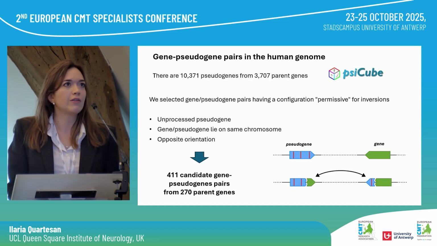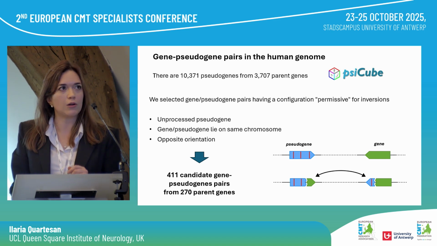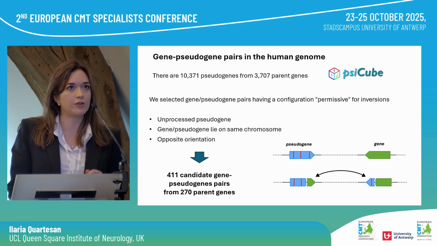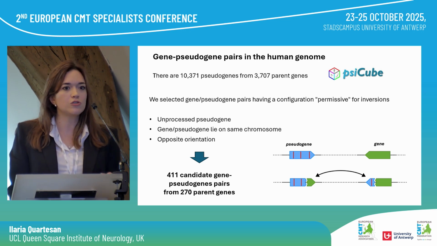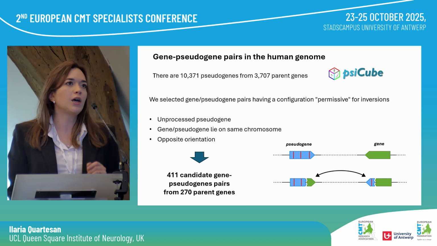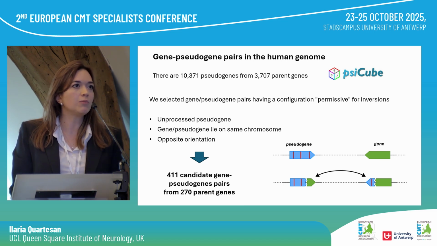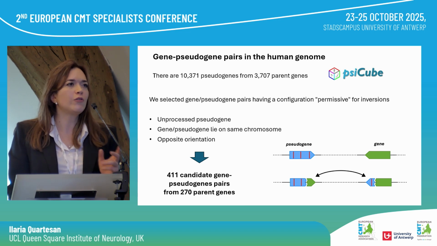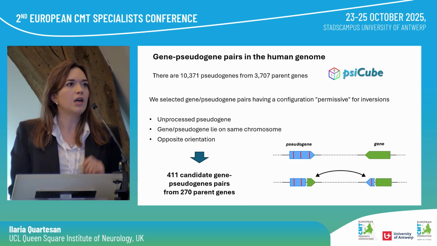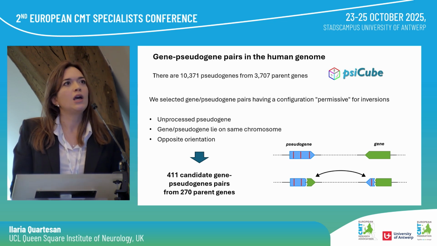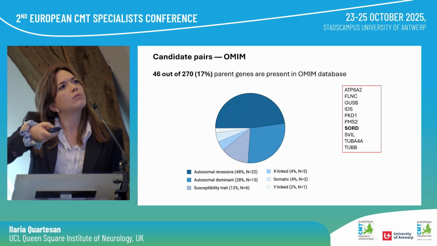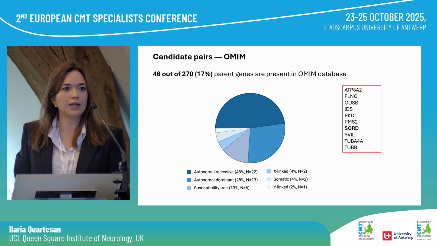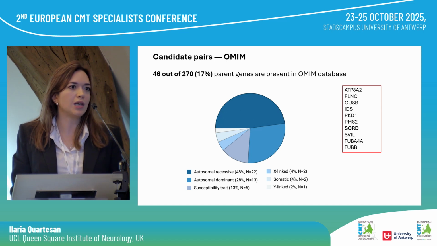So we started by selecting, from the over 10,000 pseudogenes in the Scicube catalog, only the gene-pseudogene pairs that had a configuration permissive for inversion. Specifically, the pseudogene had to be unprocessed and to lie on the same chromosome as the parent gene, but in opposite orientation. In this way, we came to a list of around 400 candidate gene-pseudogene pairs. And interestingly, almost 20% of the parent genes were present in the OMIM database, meaning they were already associated with human disease.